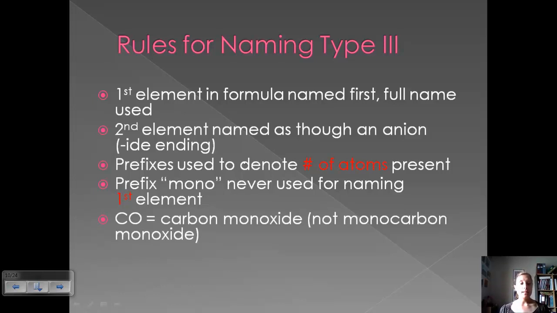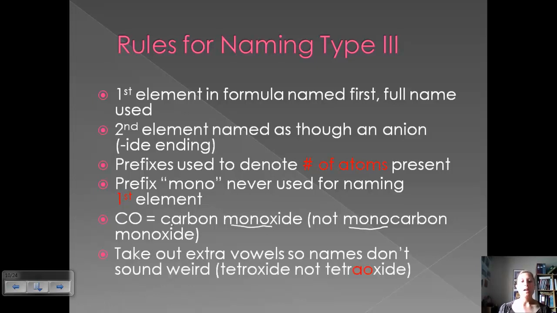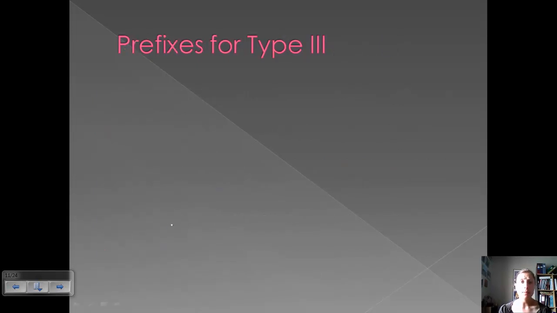So for example, CO is carbon monoxide, not monocarbon monoxide. There is one of the second element, and so we use the prefix, but because there's one of the first element, it's just the element name. We can also take out some extra vowels so the names don't sound weird, so tetroxide versus tetraoxide, but that's not a huge deal and you wouldn't be marked off for it. Just something to keep in mind.